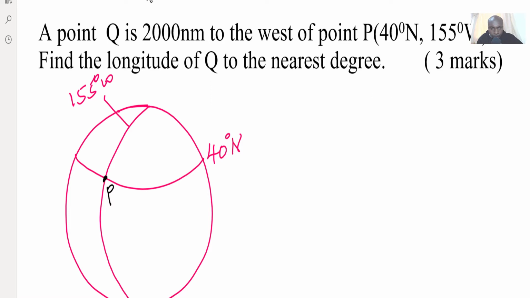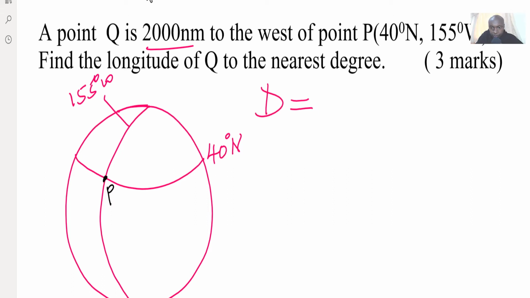Now Q is 2000 nautical miles to the west of that point. So the most important thing while we are doing this is to know whether that distance is the distance along the great circle or the distance along the small circle. And definitely you can see that this is the distance along the small circle. Now since you're given that distance, how do you get the distance along the small circle, or the circle of latitude, in nautical miles? This is how you get the distance.